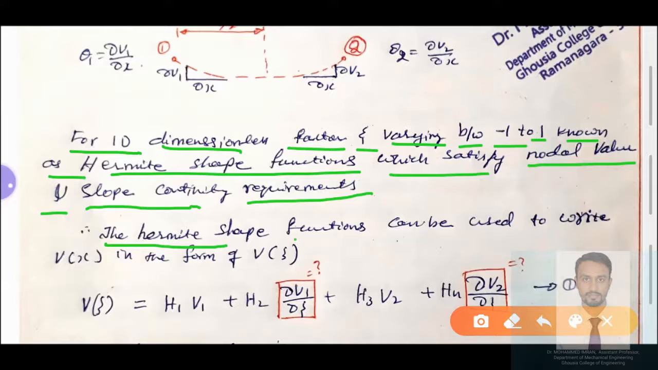The Hermite shape functions can be used to write the field variable v of x in the form of v of zeta. Normally we represent any kind of continuum body in space with respect to a global coordinate system or a Cartesian coordinate system, x, y, z. So the global coordinate system is converted to a natural coordinate system. X becomes zeta. X is the axis along the x direction, and zeta, similar to the natural coordinate system, is represented along the x direction.